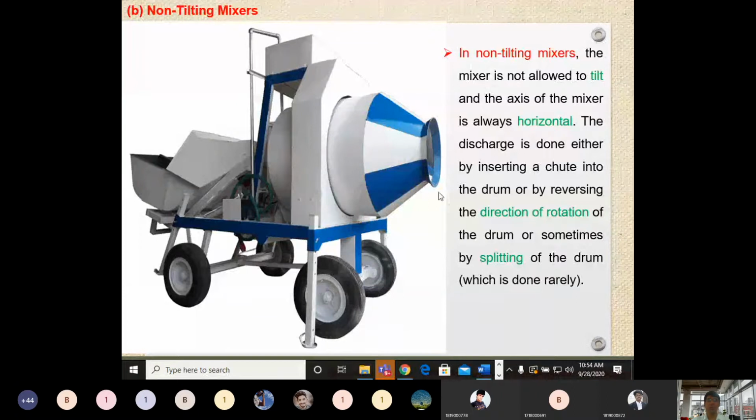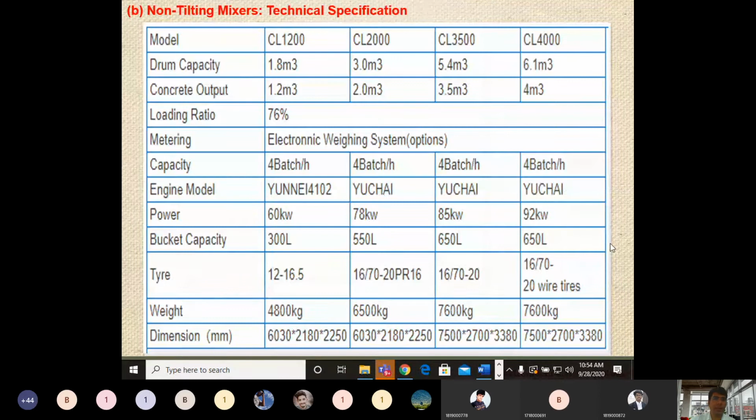Okay. So this is about the non-tilting mixers. If you see here the non-tilting mixer technical specifications, we have different types of models. For example, CL 1200, CL 2000, CL 3500, CL 4000. These are the model types.